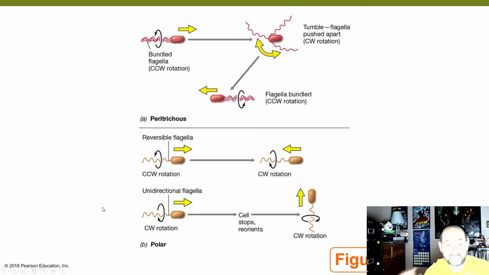Okay, so again, in peritrichous motility, during counterclockwise rotation, the flagella bundle. During a tumble event, the flagella are pushed apart, and there's clockwise rotation of the flagella. And during a tumble, you're changing directions until your next counterclockwise rotation, and you move in a different direction. With polar flagella, counterclockwise rotation projects you forward, and then clockwise can actually drag you backwards. Or remember, you could have clockwise rotation pushing you forward, the cell stops, reorients, and then clockwise rotation can pull you forward as well.